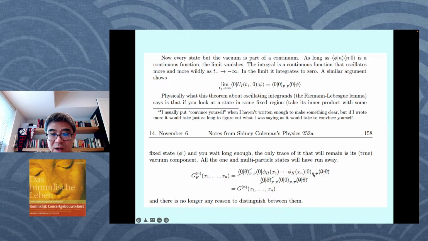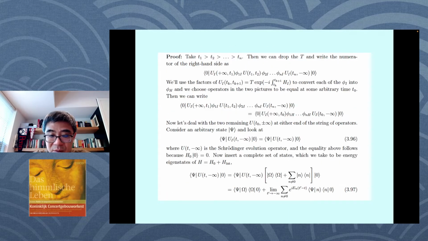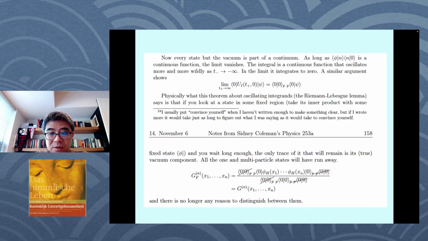So that's the result of sending this part, because you send the t minus to infinity, and this part is the result of sending the t plus to infinity. Again, all the rest of the continuum is washed out, using Coleman's word. It's washed out because you are taking this limit. Okay, they oscillate so fast they don't contribute. So the bottom line is you got this formula.